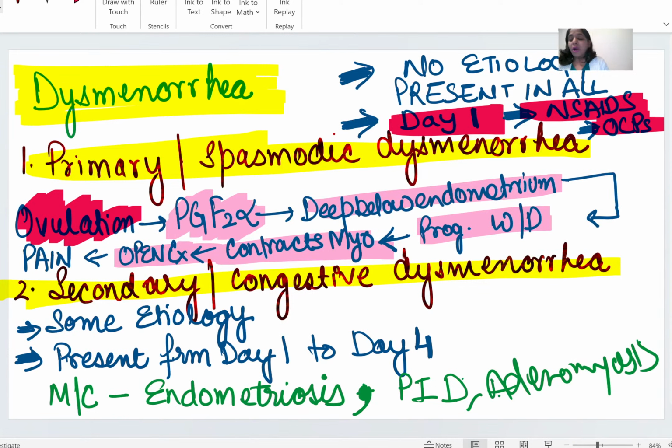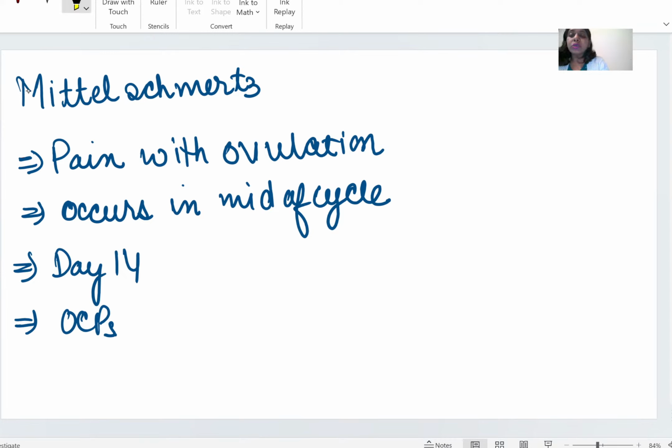Endometriosis, PID or adenomyosis. So the most common etiology is endometriosis, PID or adenomyosis. Here the pain is from day 1 to day 4. In primary dysmenorrhea, as it was just to open the cervix, the pain was only for the first day, whereas in secondary dysmenorrhea, the pain is for all the days. There is also one more pain known as Mittelschmerz, which occurs during ovulation, on day 14. Because it occurs due to ovulation, the drug of choice is NSAIDs followed by OCPs.